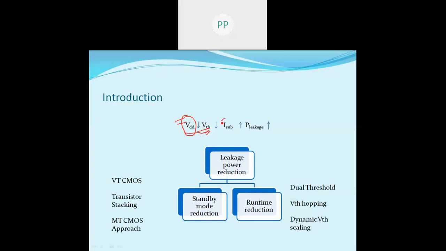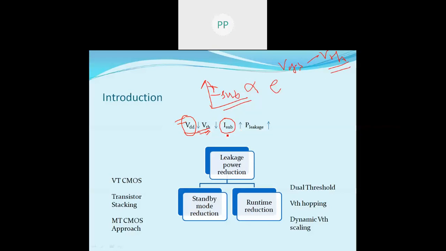But as you already know, I sub means the subthreshold current, which is one of the leakage currents. I sub is exponentially related to the threshold voltage, e to the power VGS minus VTH. So reducing this threshold voltage VTH is going to increase the subthreshold leakage current I sub. And if the leakage current increases, then the leakage power will also increase, and this leakage power is referred to as the static power dissipation. There could be two techniques for static power dissipation minimization.